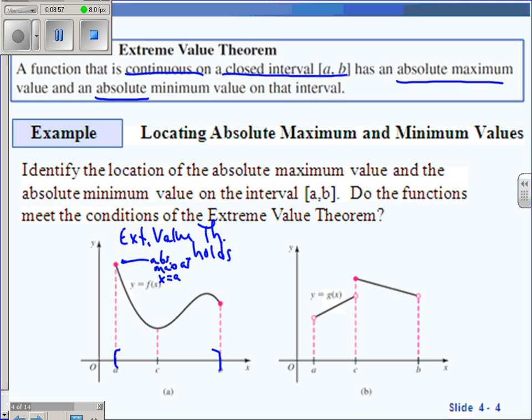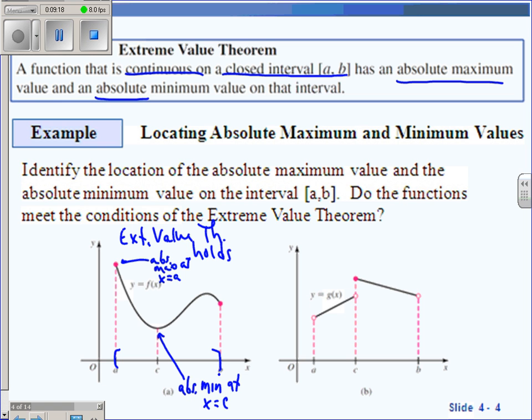So that's where it occurs. That's not what it is. The absolute maximum is actually that y value, and then the absolute minimum does also occur, and it's going to occur at x equal to c. So the absolute minimum occurs at x equal to c. It'll be f of c, though, that y value.